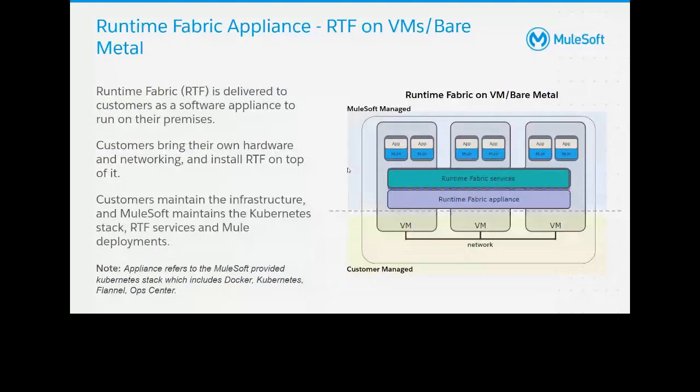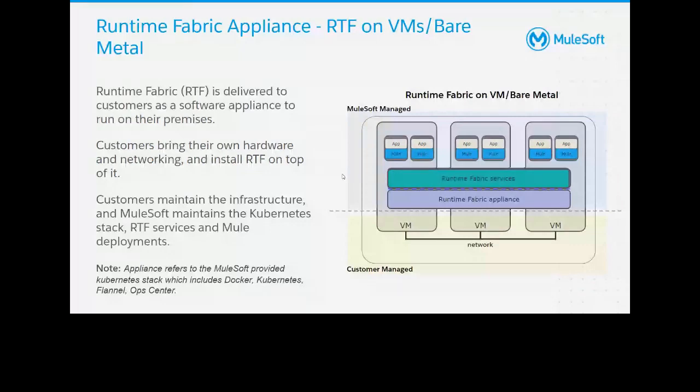These are some of the advantages of containerization. Now, when we come to Runtime Fabric, there are two different offerings that MuleSoft provides. The first one is what you see here, which is Runtime Fabric on VMs or bare metal. This is also known as the appliance model. In this case, we provide Runtime Fabric as an appliance with all the infrastructure components packaged within it. When I say infrastructure components, I mean Docker, Kubernetes, everything is packaged within it.